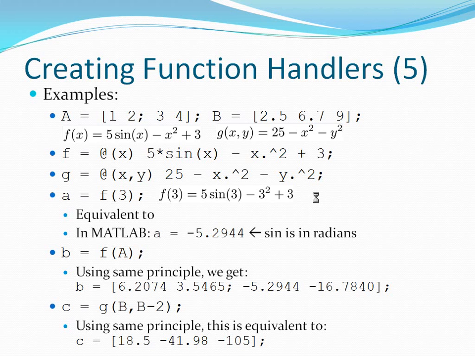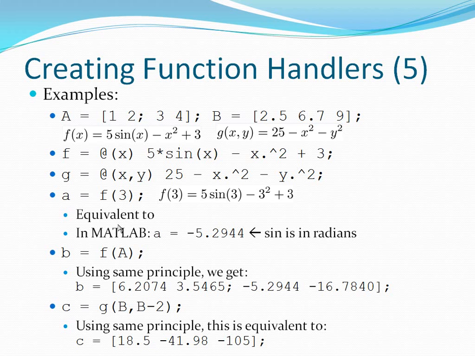And then what we're going to do is take the function handler, which is f, and substitute 3 into it. So if you were to do f of 3, this is equivalent to taking the number 3 and putting it inside this function. And then whatever number you get is stored in a. So in MATLAB, the sinusoidal function is in radians, so this answer is with respect to radians. So you'll get minus 5.2944 where the sine is in radians.